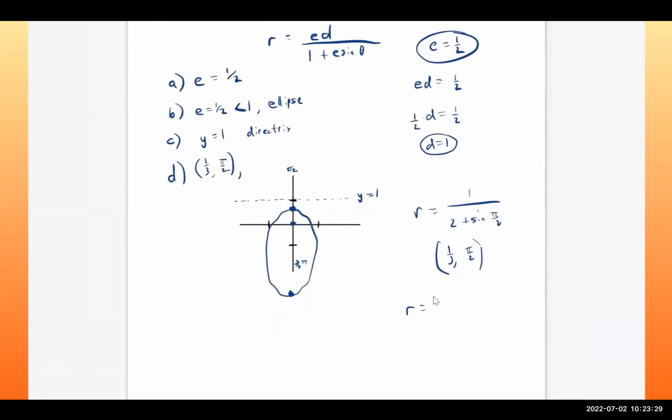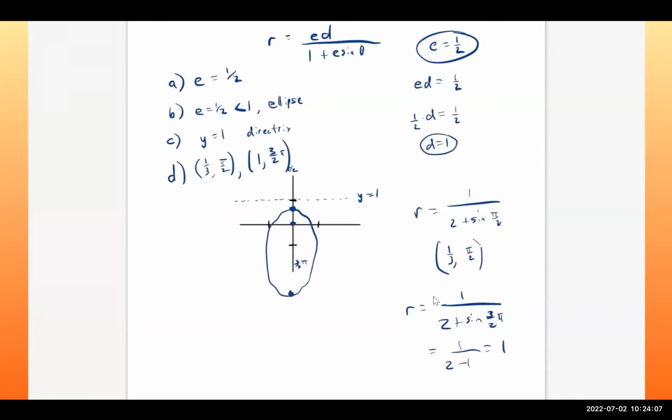The other vertex is down here, which is at angle 3/2 pi. So let's plug in 3/2 pi. 1 over 2 plus sine of 3/2 pi. Well, we know that sine of 3/2 pi is -1. So this is going to be 1 over 2 minus 1, which is 1. Right? Yes. And so that should do it. So that's going to be our other vertex, which is going to be 1, comma, 3/2 pi.